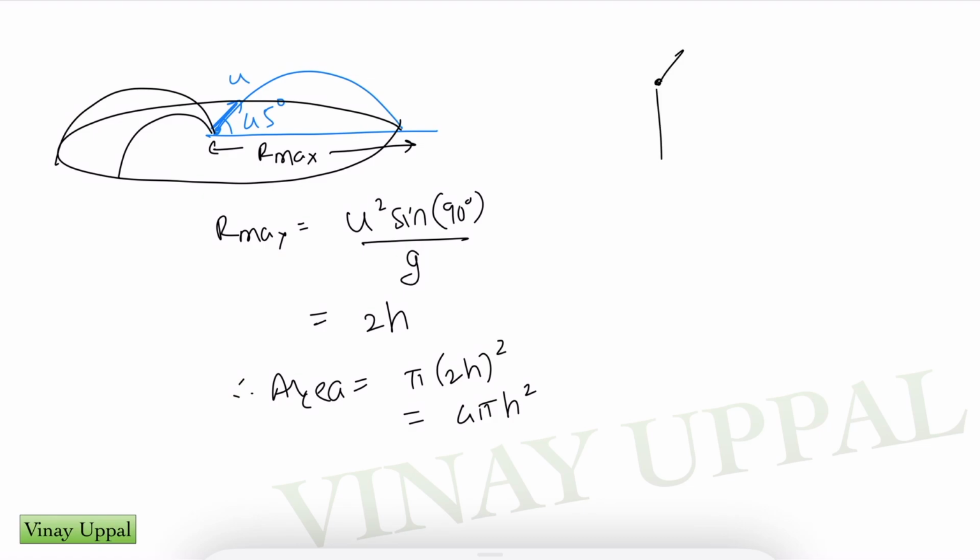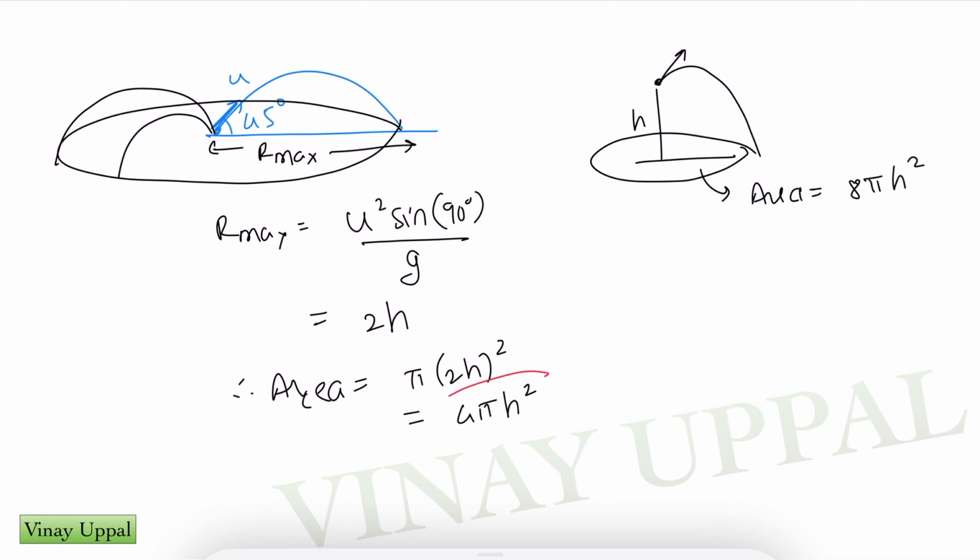Alright, so now we need to take the ratio. So we already found out that when the sprinkler was at a height h, the area watered was 8 pi h squared, and when the sprinkler is on the ground, we calculated the area to be 4 pi h squared, and therefore the ratio is 2:1. So that's my answer. So I hope you've understood how easily we were able to solve this question, provided we know the fact that the maximum range is uv by g. So once you know that result, these types of questions become extremely easy.